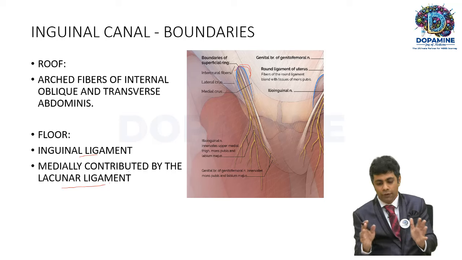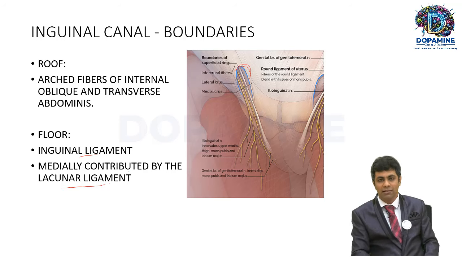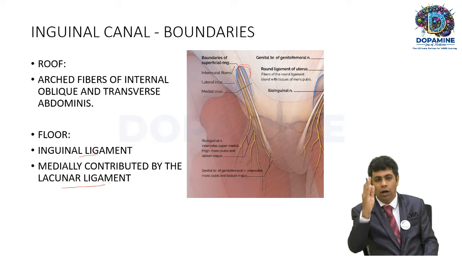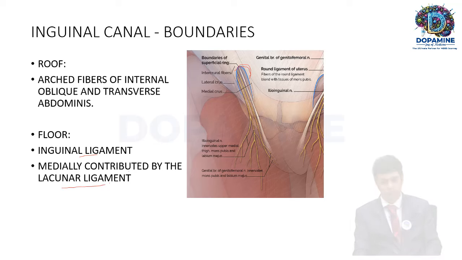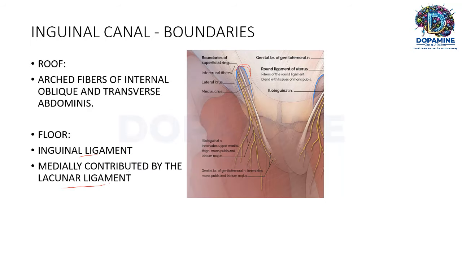Okay, so now when you look at the anterior wall, the posterior wall, the roof, and the floor, right? The internal oblique muscle contributes to the anterior wall, posterior wall, and also to the roof. Clear? If you look at the description there, we can see the internal oblique muscle contributes to the posterior wall. You can see through the conjoint tendon. Clear? It also contributes to the roof. So please remember that, because when we come to the mechanism of prevention of inguinal hernia, we will talk about the action of this muscle.